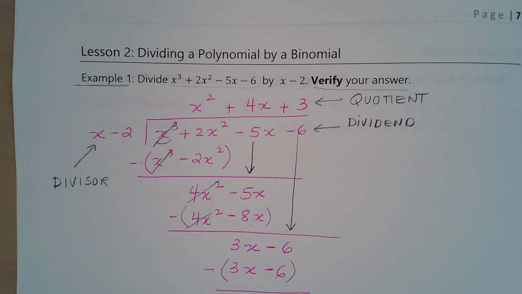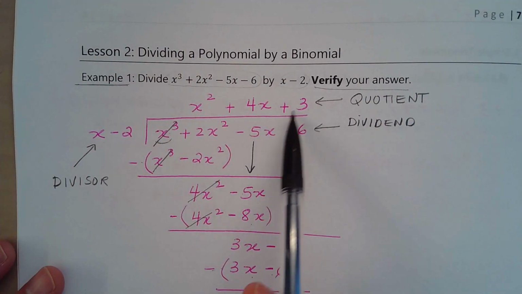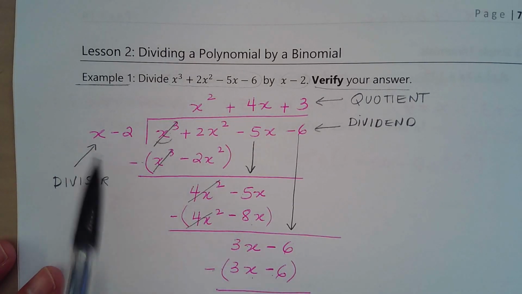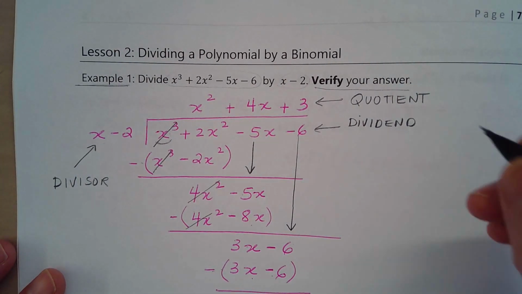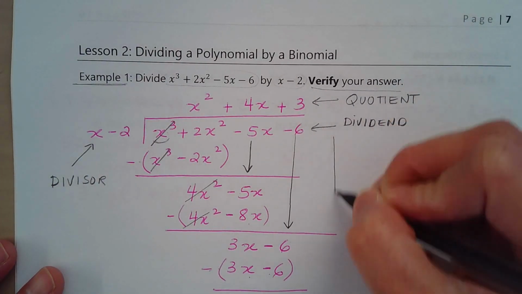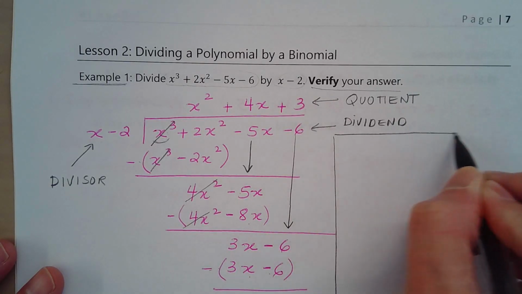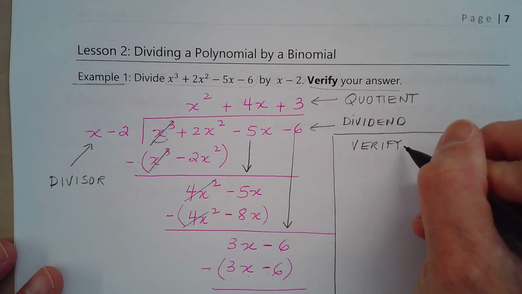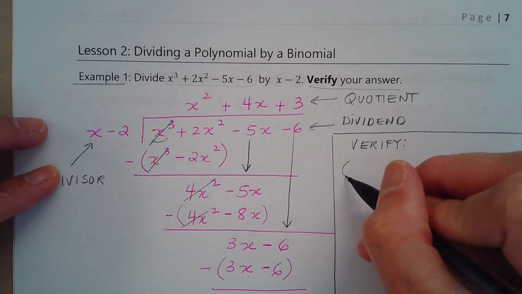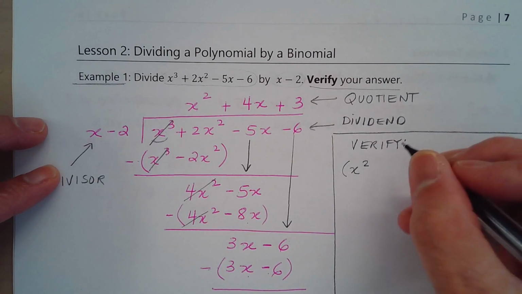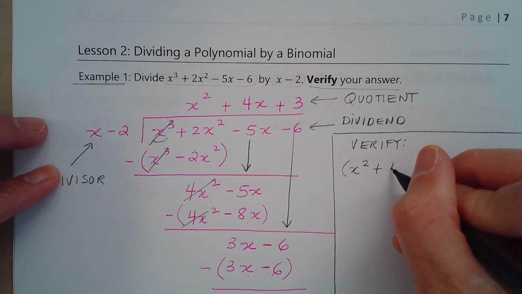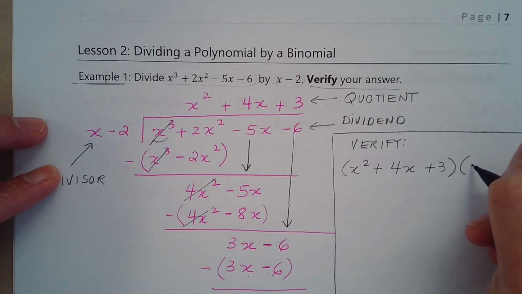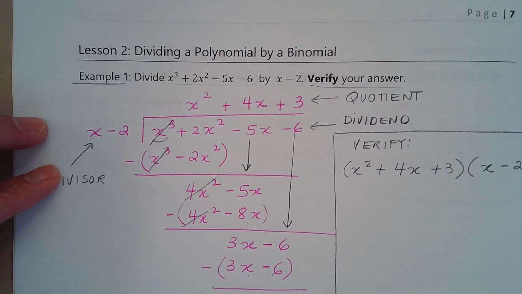So let's use that thing here. We're going to take the quotient, the trinomial, and multiply it with the binomial divisor. So let's do that to verify your answer. I'm running out of room, so I'm just going to squeeze it in here. So check or verify. x squared plus 4x plus 3 times x minus 2. Okay.